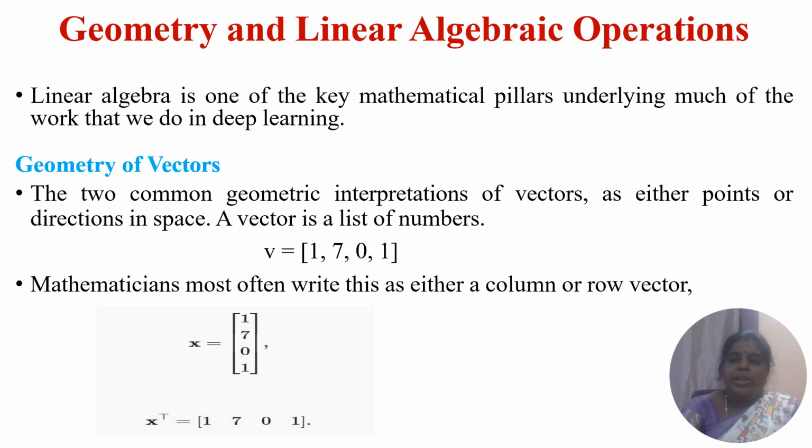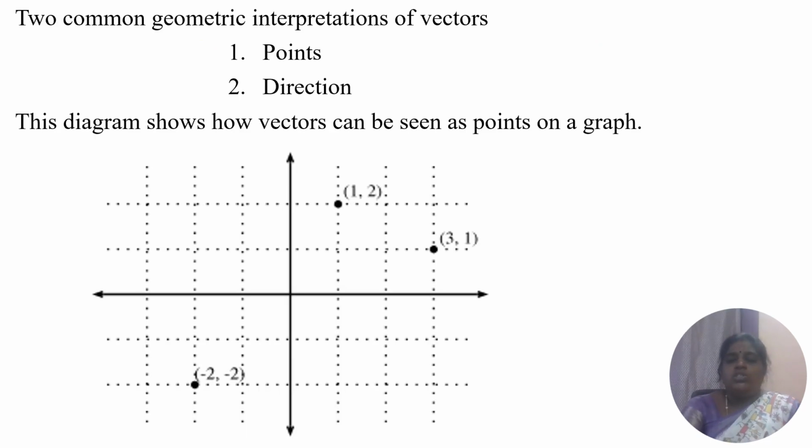Next is geometric and linear algebraic operations. Linear algebra is one of the key mathematical pillars in deep learning. A vector is denoted as a list of values and is mostly written as either a column or row vector. This shows how it is denoted. Two common geometric interpretations of vectors are points and directions.